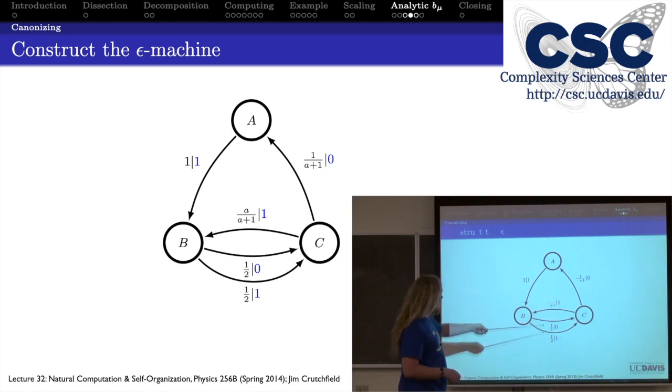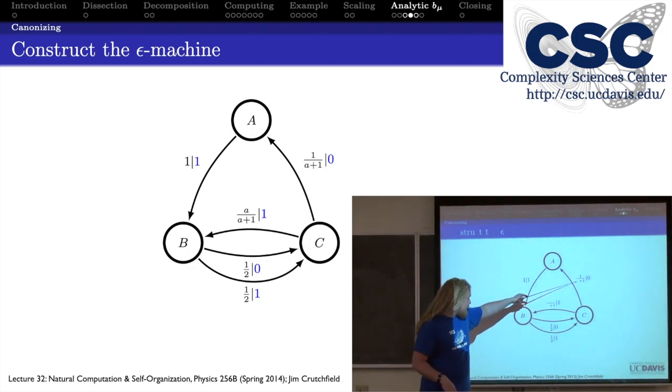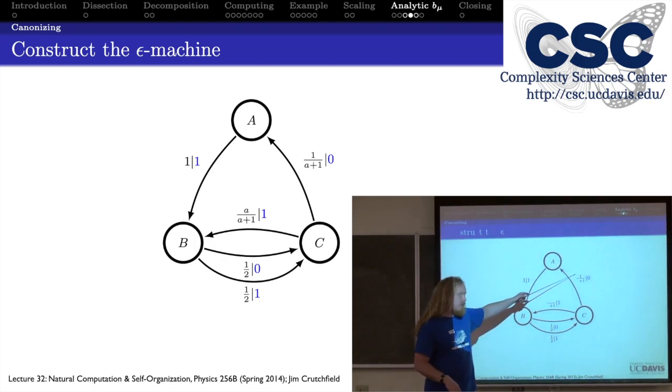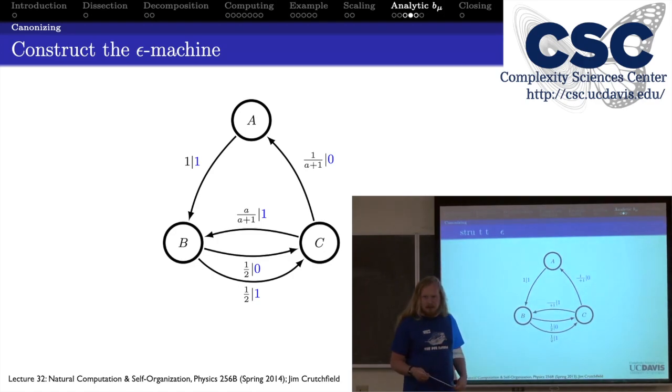This should be, I think, 1 over A plus 1, and this is 1 over A plus 1. Or no, I guess it would have to be A over A plus 1 and 1 over A plus 1. Yeah. Looks like the A's were just dropped out of this. So A over A plus 1 and 1 over A plus 1. Should have just stuck with the PDF.